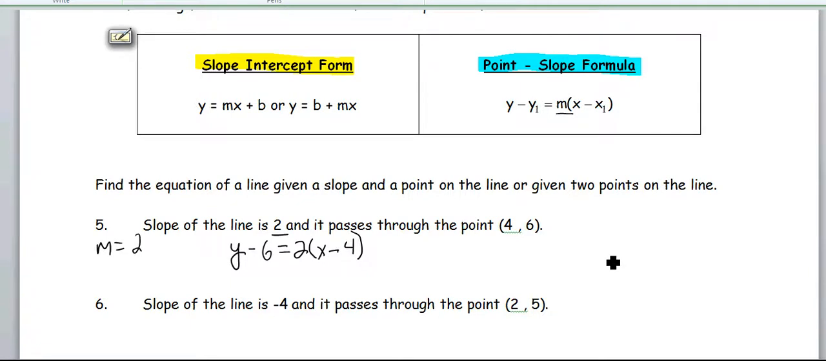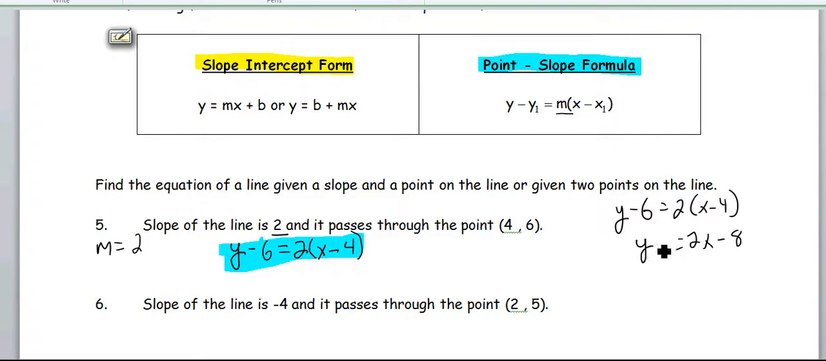I can now solve to get y by itself, and it will become the slope-intercept form. So this is point slope form. Now, if I want to solve, I can come over here and I can do y minus 6 equals 2 times x minus 4. The first thing I'm going to do is distribute. 2 times x is 2x. 2 times negative 4 is negative 8.